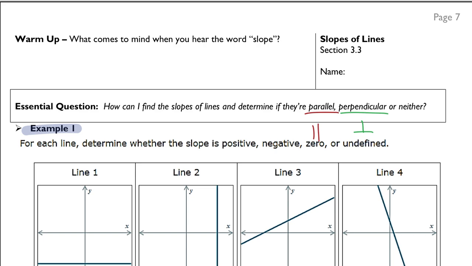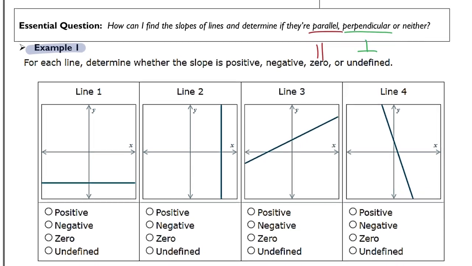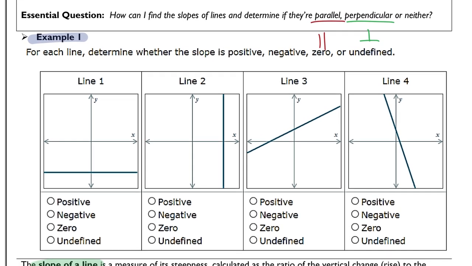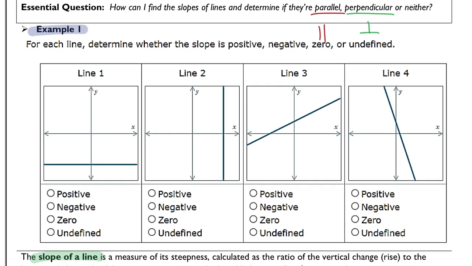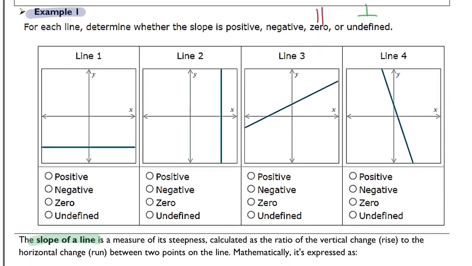And neither is just neither parallel nor perpendicular, which are just lines that cross each other at some weird or odd angle. And we're not going to talk about skew lines. They're a little bit different. So skew lines are never intersecting, just like parallel, but are in different planes. Parallel are in the same plane. So let's talk about some slope.